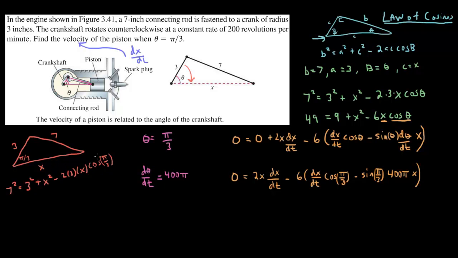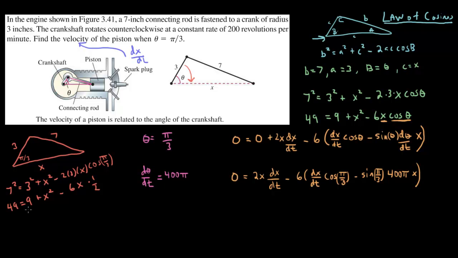What's cosine of pi over 3? Crickets, crickets, crickets. That's what we usually get in class. All right, cosine of pi over 3 is 1/2. Okay, so let's see. We have a 49 there equals 9 plus x squared minus 6 times x times 1/2.